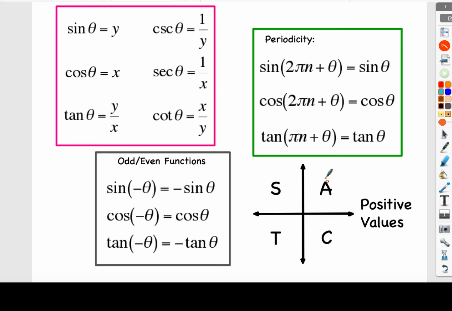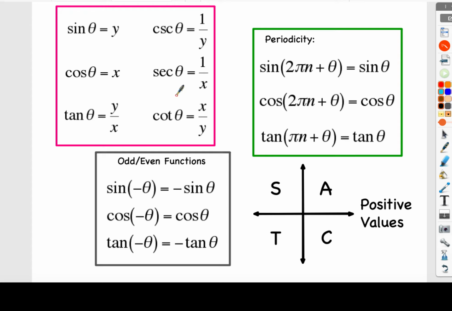All trig functions are positive in quadrant 1 because, again, x, y, and their ratios will always be positive in quadrant 1. The sine, on the other hand, because it's the y-coordinate, right? Sine being the y-coordinate would still be positive in quadrant 2, but would have been negative down below here, right? So only the sine, because only the y-coordinate, right, not the x, is positive in quadrant 2. Cosine would have been positive in quadrant 4 out to the right.